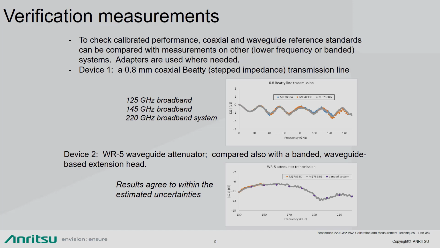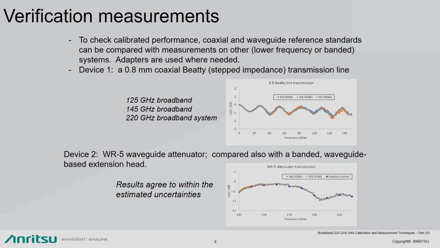So it would be useful to measure the 0.8 mm Beatty standard with three different systems, the 125 GHz, the 145 GHz, and 220 GHz broadband systems up to the 145 GHz range and compare the results. You can see in the plot that the three systems correlate quite well, thus adding a level of confidence in the calibrations. So for frequencies above 145 GHz, it would be useful to measure a WR5 waveguide attenuator.